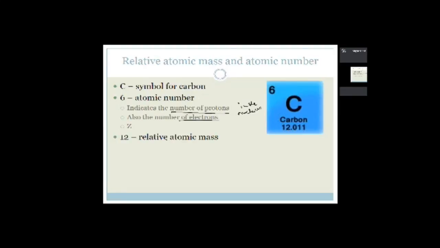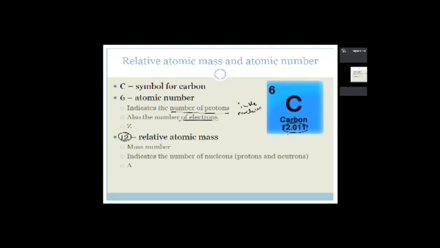12 is the relative atomic mass, and it says 12.011, and I'll explain it now. This is the mass number. It indicates the number of protons and neutrons, and is represented by the letter A. Now, why do I say that this is 12, and you can see 12.011?